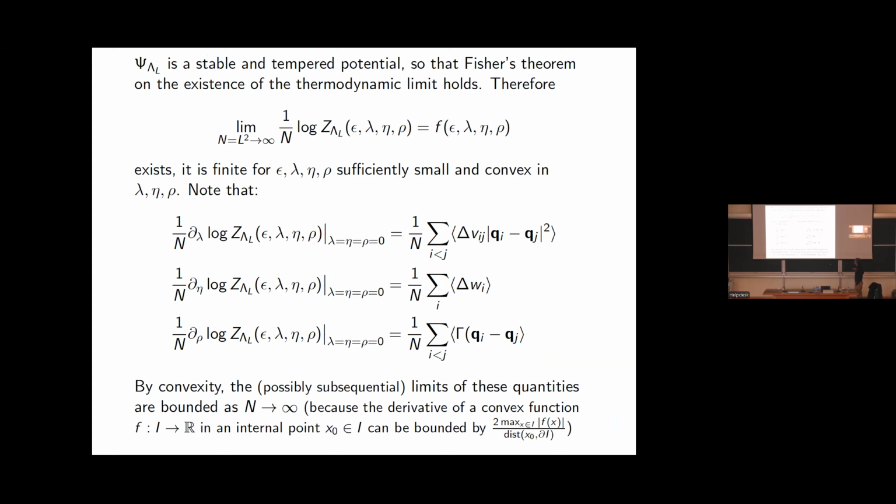Okay, you may not know this theorem, but it states that if the potential is stable, stable means that you have a lower bound proportional to the particle number, as mentioned yesterday, uniformly in the location of the particles. Tempered means that the two-body potential decays at infinity in an integrable way. So if the potential is stable and tempered, then you take the log of the partition function, you divide by n, you take the limit n to infinity, and this converges. So the limit exists, is finite, and is convex in lambda, eta, rho, even in epsilon. So this is a very fundamental theorem in statistical mechanics that, if you don't know, I recommend you study.